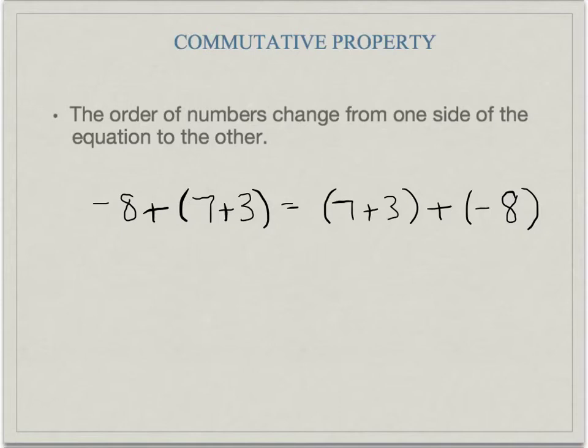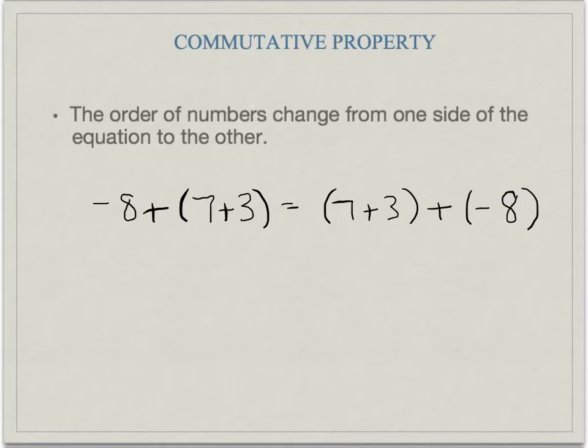You notice that the numbers inside the parentheses did not change. You still have a 7 and a 3. So it's not associative property, just the order in which the numbers occur. First, the negative 8 is first on the left, but now negative 8 is second on the right. That is an example of commutative property where just the order of the numbers changes.